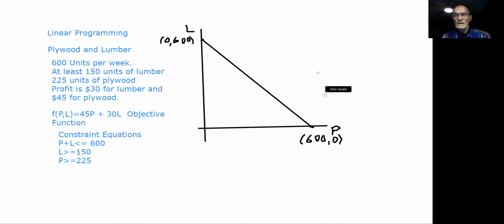Now, I have to be less than or equal to that, so with that constraint, I'm somewhere down here in this triangle. Now, it says that P has got to be greater than or equal to 225. So if I come down here and draw my vertical line, something like this, this is P equals 225.